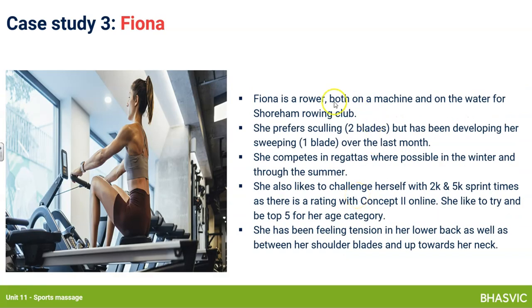Fiona is a rower, trains on the ergs, the rowing machines, and a lot on the water for Shoreham. She prefers sculling, which has 2 blades, so it's a very even action using both arms at the same time, but has been working on sweeping, where you just have 1 blade, and obviously it's one-sided. She's been training and competing hard, really pushing herself, but is beginning to feel tension in her lower back and her shoulder blades up towards her neck.